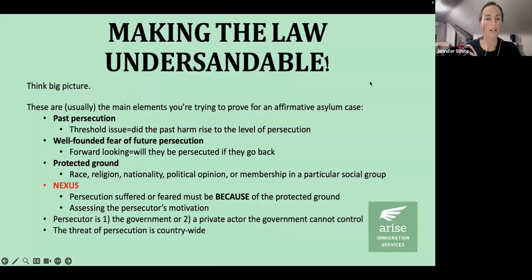Past persecution. So past persecution is a threshold issue, meaning does the harm rise to the level of persecution, or is it just harm? So these different elements vary a little bit depending on what circuit you're in, or what day of the week it is and what the BIA is saying about these different elements. But there are some generalizations here that we can cling to so that we can at least interview our client to get the information we need from them to make the argument.